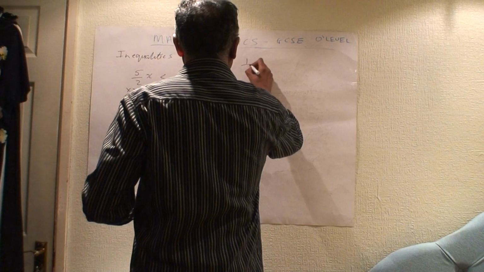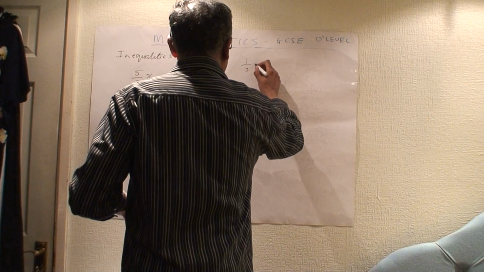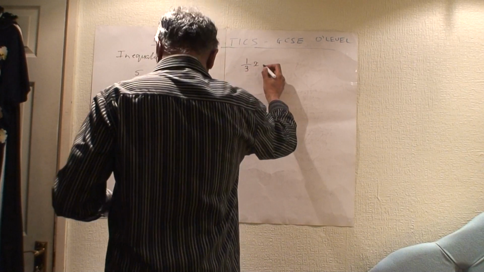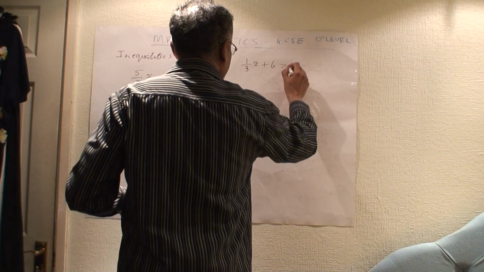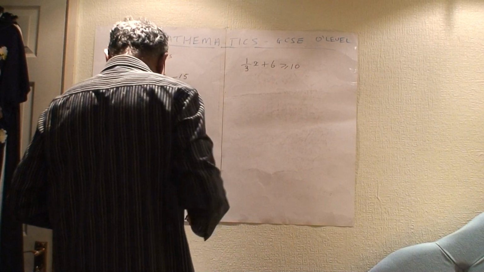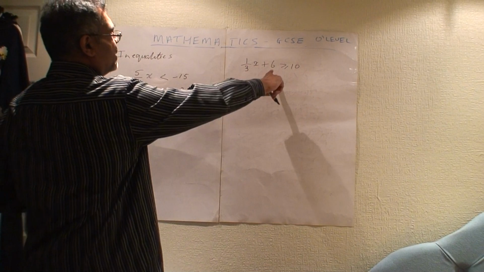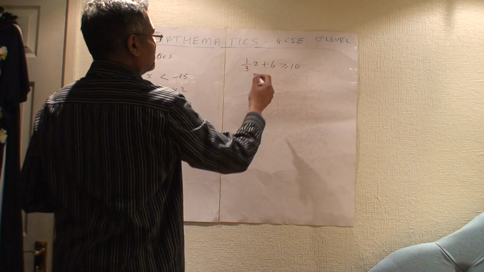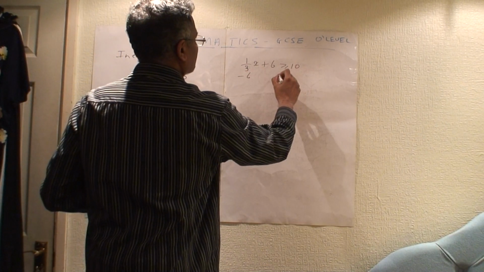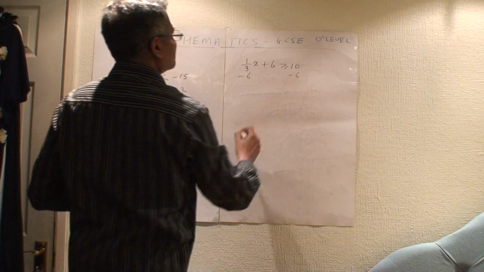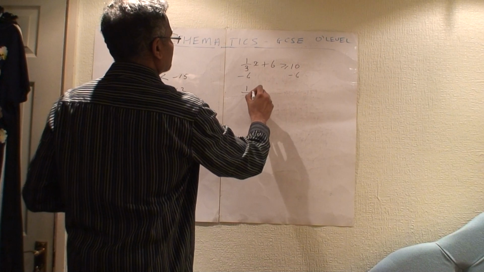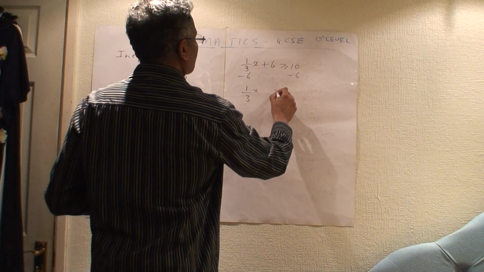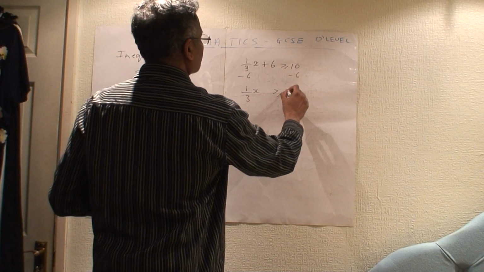Okay, another example, we can look at a third x plus 6 is greater than or equal to 10. Okay, we minus 6 on both sides. Minus 6, minus 6. So that's a third x greater than or equal to 4.